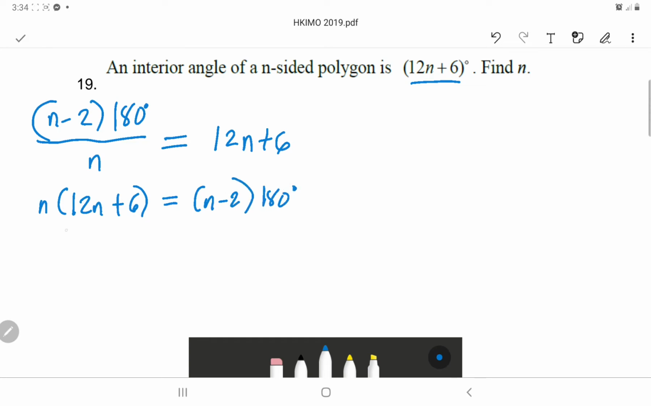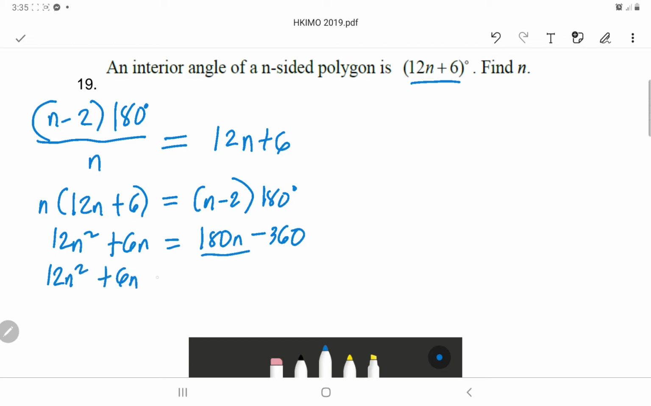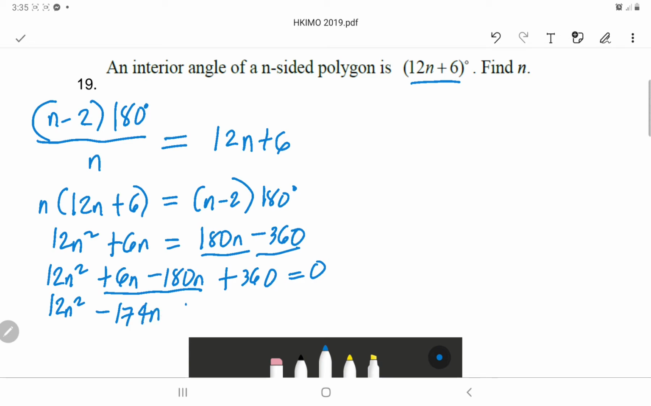So you have n times (12n plus 6) equals (n minus 2) multiplied by 180 degrees. So n times 12n is 12n squared. n times 6 is 6n, is equal to n times 180, which is 180n. Negative 2 times 180 is negative 360. And then simplify: 12n squared plus 6n. Transpose 180n, that is minus 180n. Transpose negative 360, that becomes plus 360 equals 0. And then simplify: 12n squared. 6n minus 180n is negative 174n. And then plus 360.